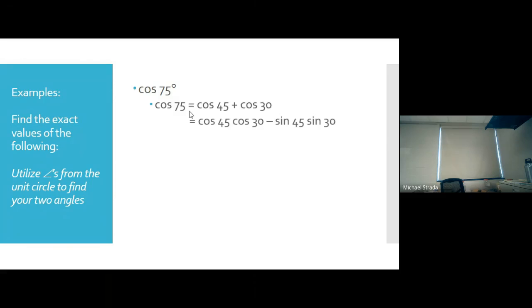Now the cosine of 45 is root 2 over 2. The cosine of 30 is root 3 over 2. Sine of 45 is root 2 over 2. The sine of 30 is 1/2.